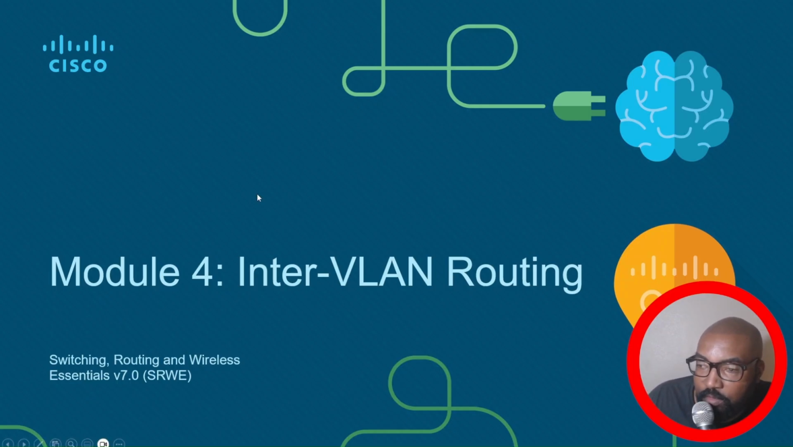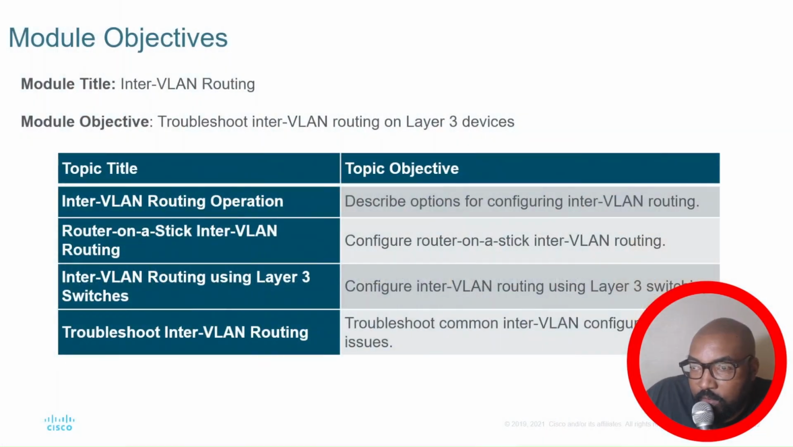We're talking about Inter-VLAN Routing. Some of the things we're going to be talking about in this module: Inter-VLAN Routing Operations, and we're going to describe the options of configuring Inter-VLAN Routing. We're going to do a router on a stick. That's the demo I'm going to provide for you today. Inter-VLAN routing using layer 3 switches, and troubleshooting inter-VLAN routing.